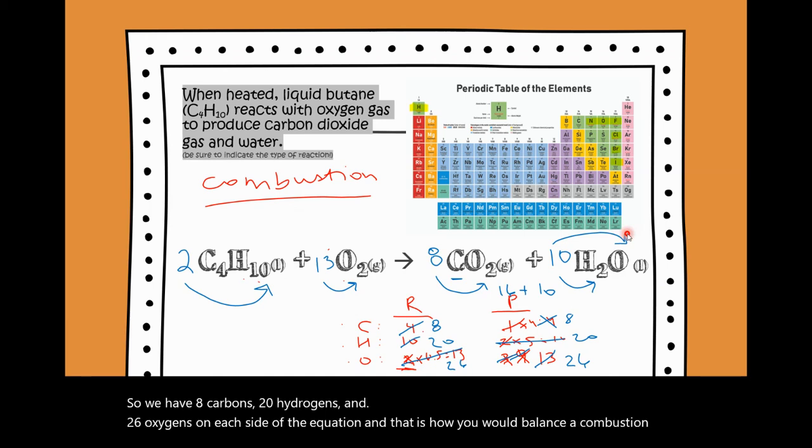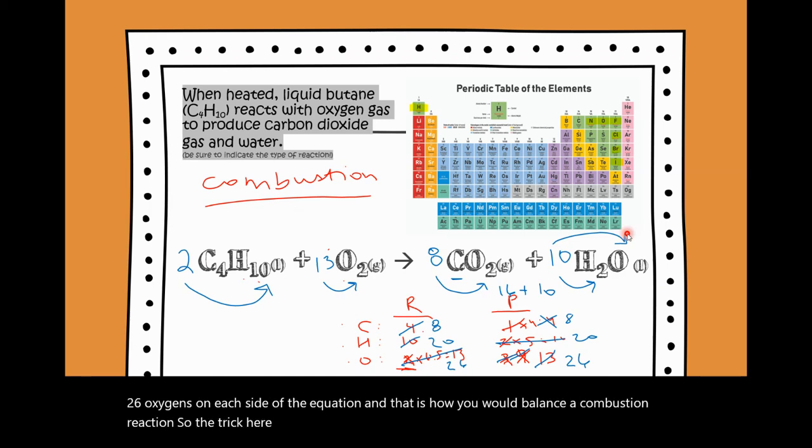So the trick here is to go ahead and put that decimal number in for the oxygen, but then go back and multiply all the coefficients by 2.